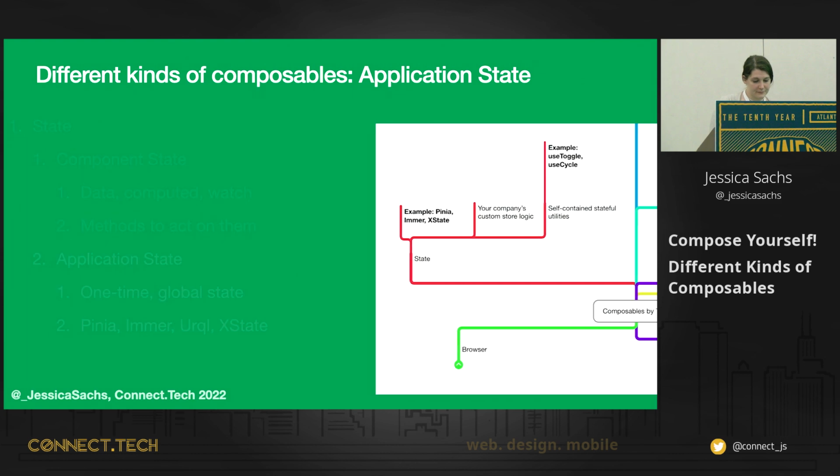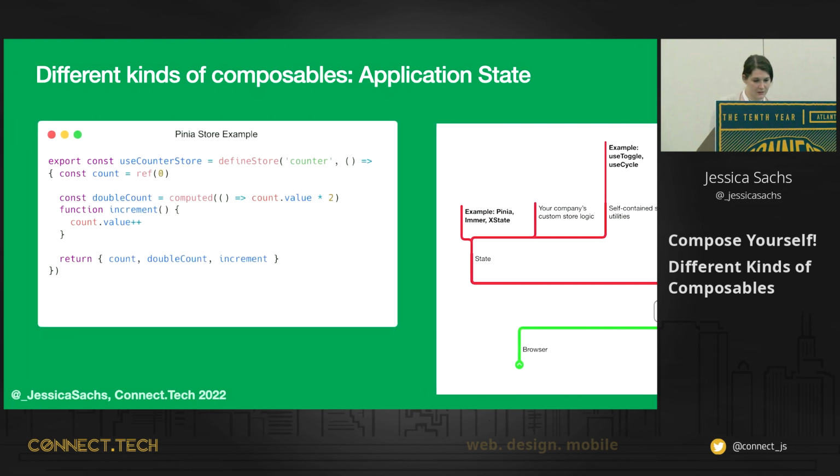Application state. Use counter store. This is an example of Pinia. And how many of you knew that you could use Pinia like a setup function? Nobody. Okay. So, newly released API for Pinia, a few weeks at least. You can use Pinia just like a setup function. You can return what you want out of Pinia.